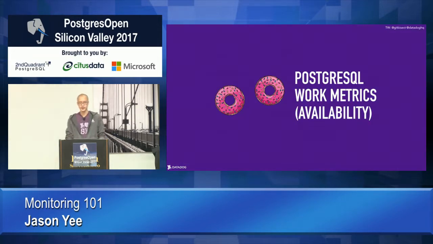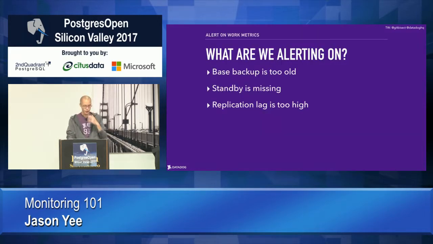So let's talk about Postgres work metrics. We have titled these availability. They're metrics that you want to ensure are there to keep everything running. So what are we alerting on? Well, we're alerting on if our base backup is too old, right? If your base backup is too old and you're not getting that backup out of Wally properly, then it's going to take a long time to spin up replicas. So that's one thing you want to alert on.